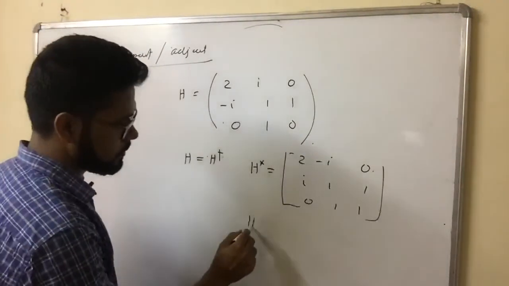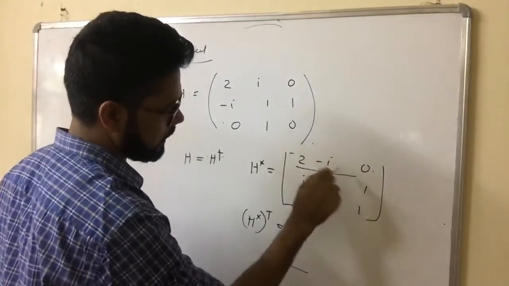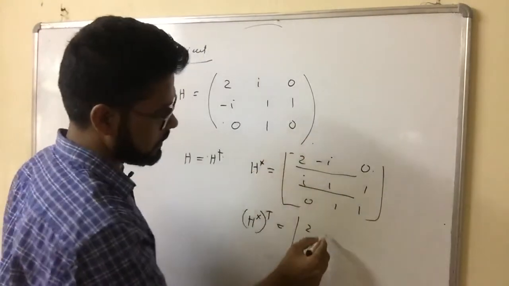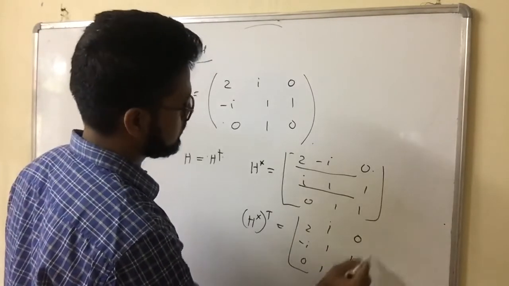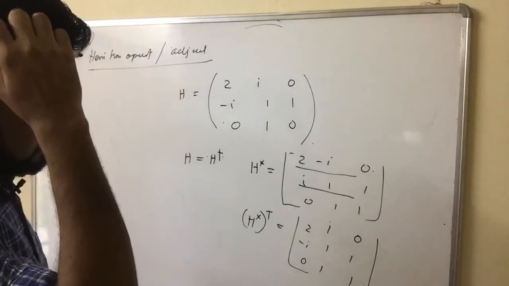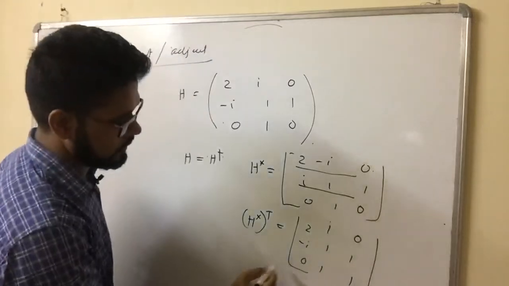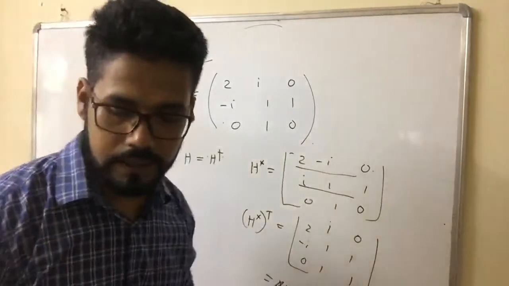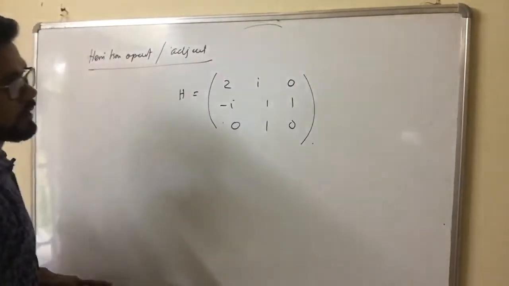And now take the transpose of the complex conjugation. Equal to what? This will come vertically: 2, minus i, 0. This will come this way: i, 1, 1. Next 0, 1, 0. You see, this is equal to what? Matrix A. So this is Hermitian. Or you can say this is an overall check of the matrix. Okay. Another example I have already told you.